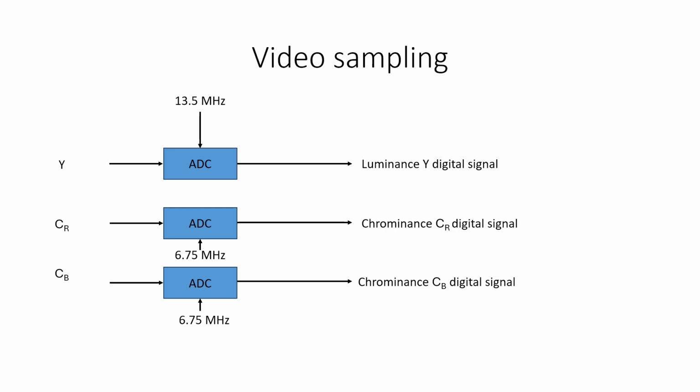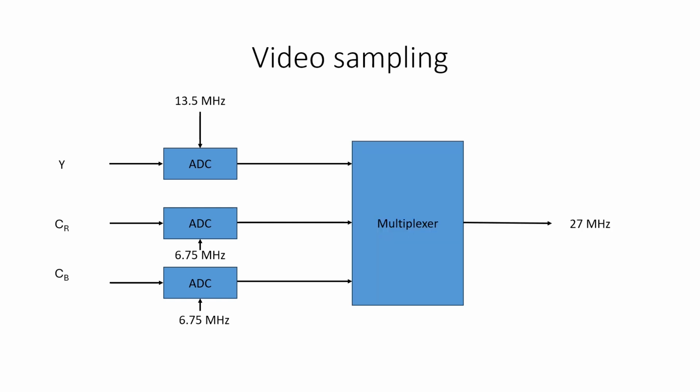The eye is less able to see detail in colours, so the chrominance signals are sampled at half the rate, at 6.75 MHz. The 3 digital data streams are then combined in a multiplexer circuit, which produces a single data stream with a total sampling rate of 13.5 plus 6.75 plus 6.75 MHz, i.e. 27 MHz, which is known as the system clock.